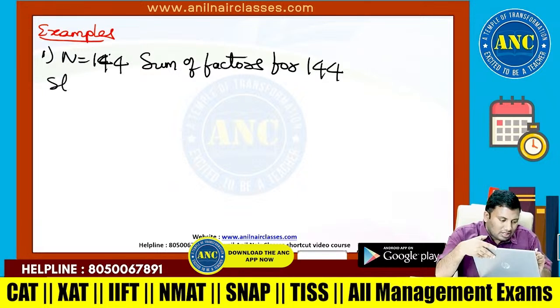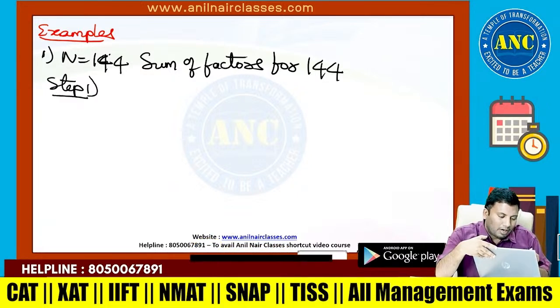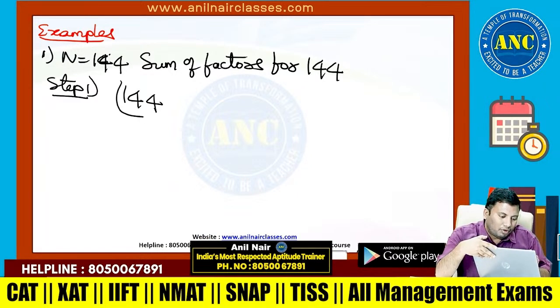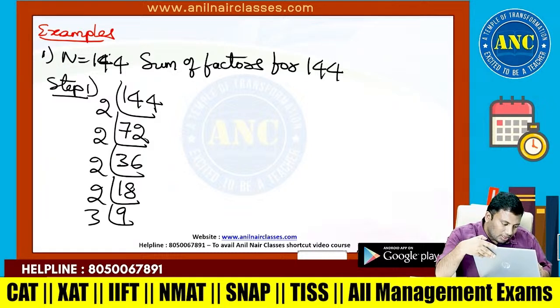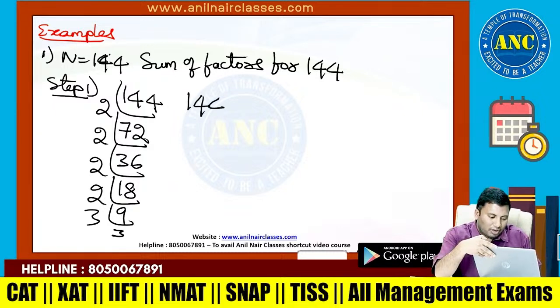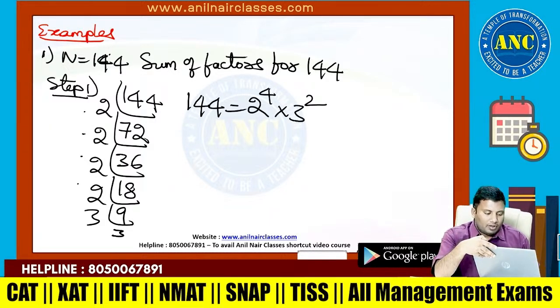What is step number 1? Write 144 as a power of prime basis. 2 72s are, 2 36s are, 2 18s are, 2 9s are, 3 3s are, 3 3s are. So 144 is nothing but 2 power 4 into 3 square. What is the sum of the factors for this number?